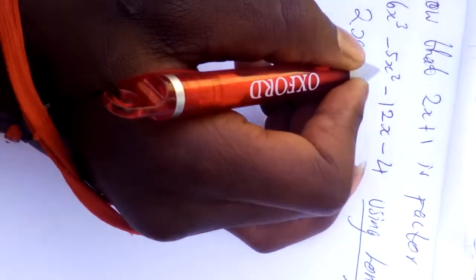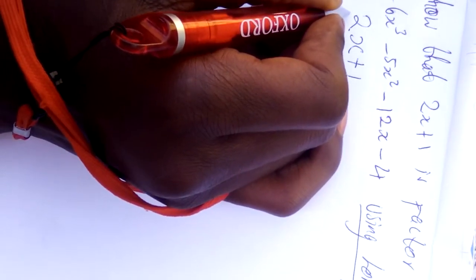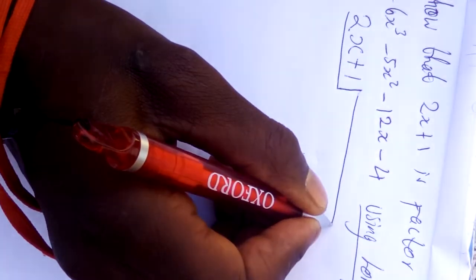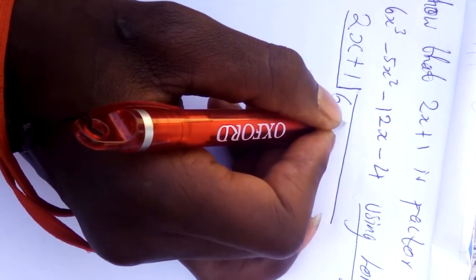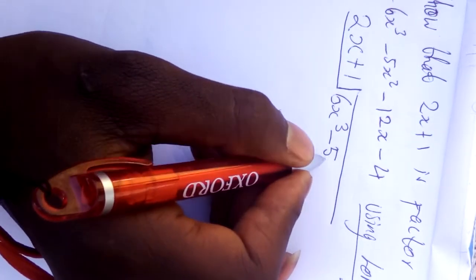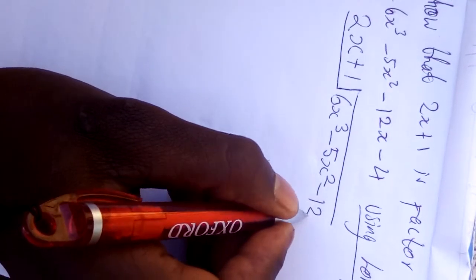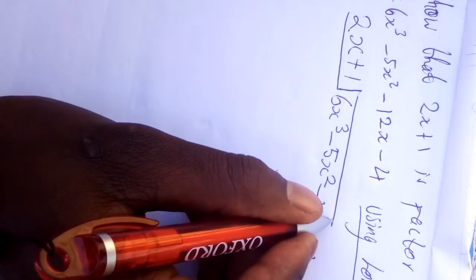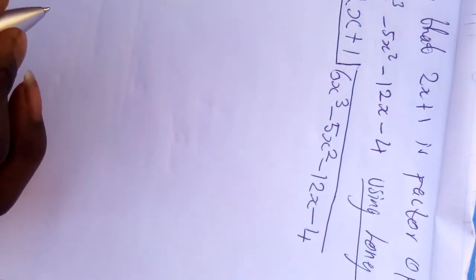2x plus 1 divided into 6x cubed minus 5x squared minus 12x minus 4. Yes, minus 4. Then we have this type of question.